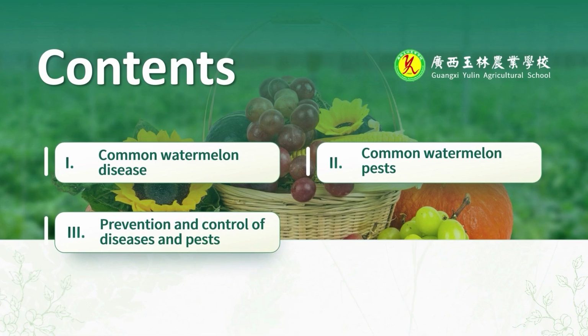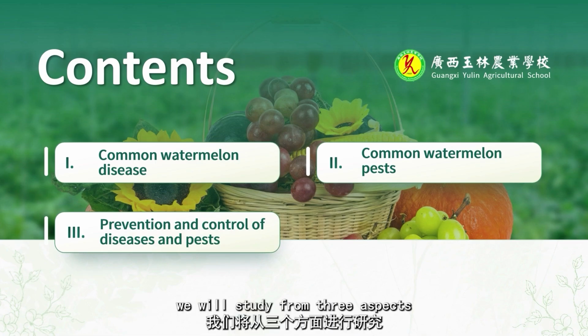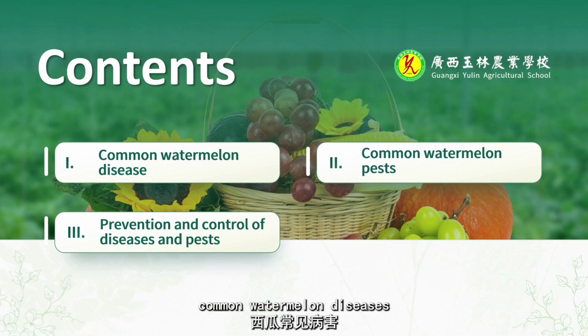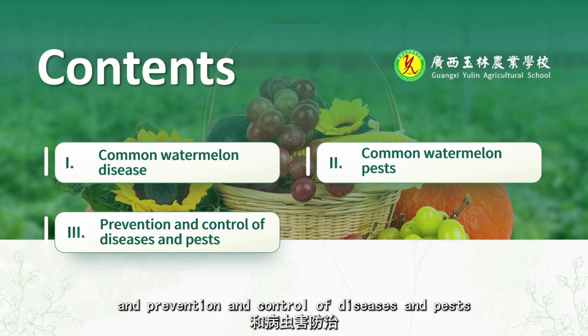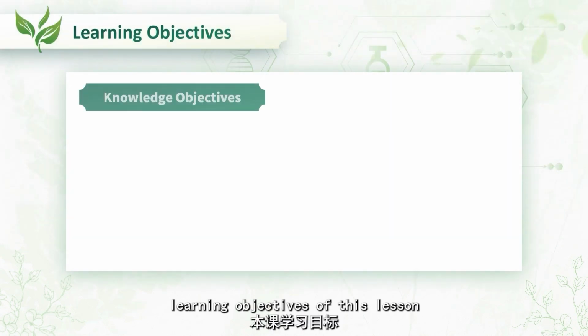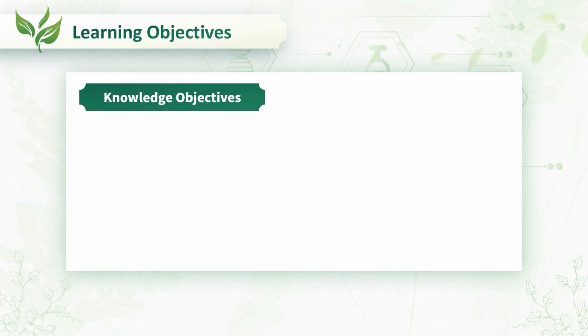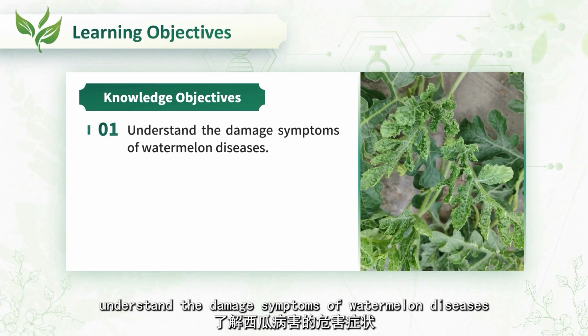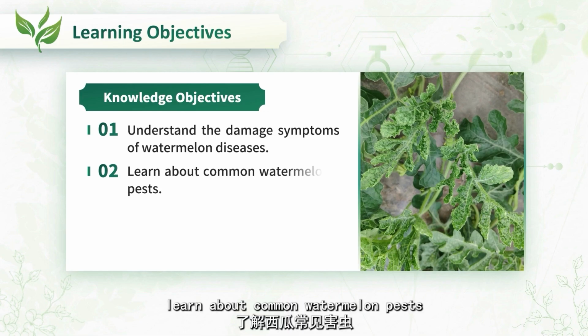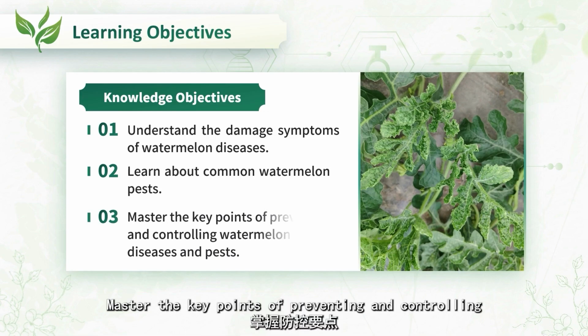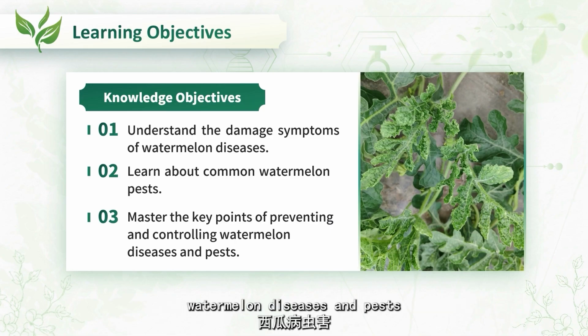Next, we will study from 3 aspects: common watermelon diseases, common watermelon pests, and prevention and control of diseases and pests. Learning objectives of this lesson. Knowledge objectives. 1. Understand the damage symptoms of watermelon diseases. 2. Learn about common watermelon pests. 3. Master the key points of preventing and controlling watermelon diseases and pests.